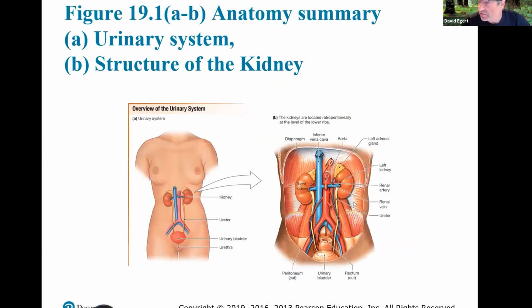This is giving you a sense, a prettier picture than I did, of the kidneys and the urethra. Again, a thing that could end up on your test is making sure that you know the difference between the ureters, which carry the urine from the kidneys to the bladder, versus the urethra, which is going from the bladder to the outside world.